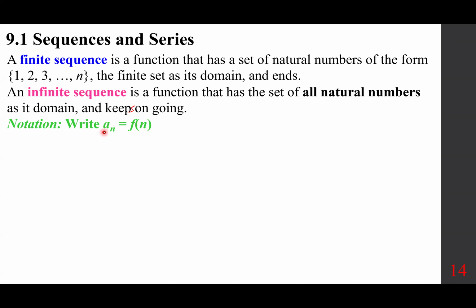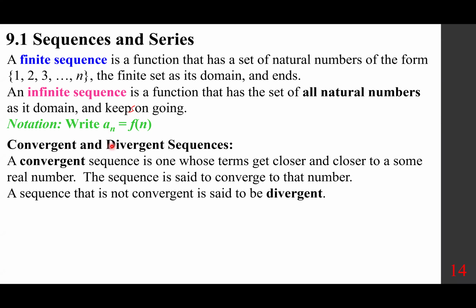So the notation is a sub n or f of n. Convergent and divergent sequences. A convergent sequence is one whose terms get closer and closer to some real number. So in essence, they do have a limit. That's the concept. The sequence is said to converge to that number. A sequence that is not convergent is said to be divergent.